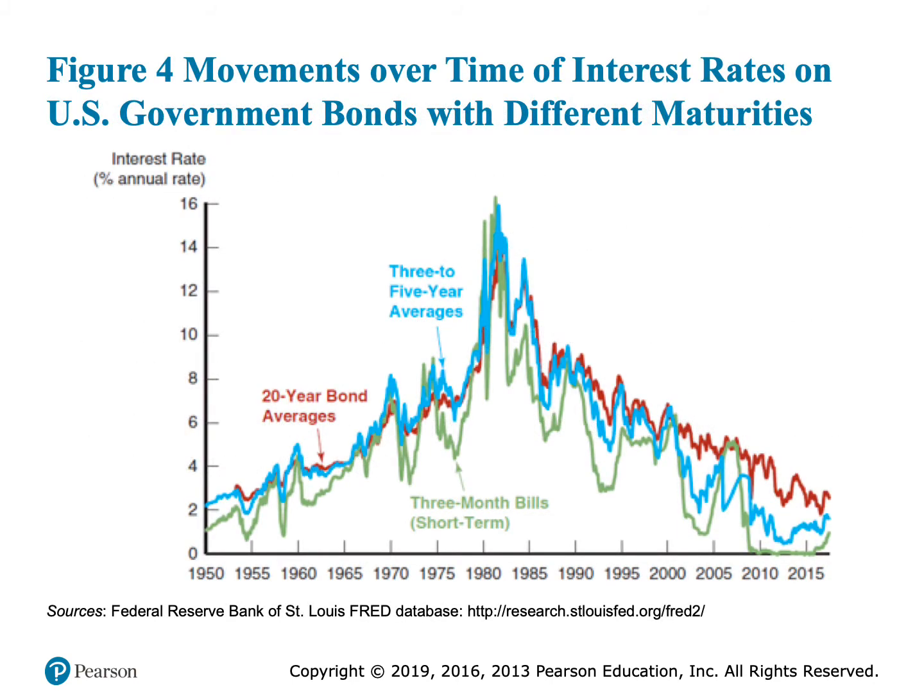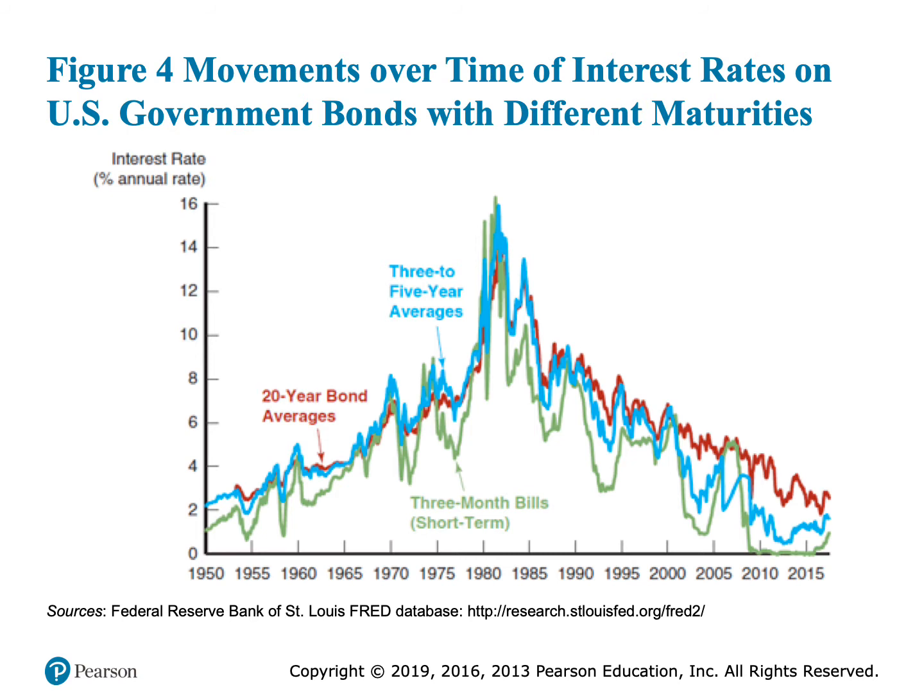Figure number 4 shows the movements over time of interest rates on U.S. government bonds with differing maturities. We're not looking at a yield curve here. We will be looking at some shortly. We're actually looking at multiple yield curves, a yield curve for every year between 1950 and 2000, and probably about 17 there.